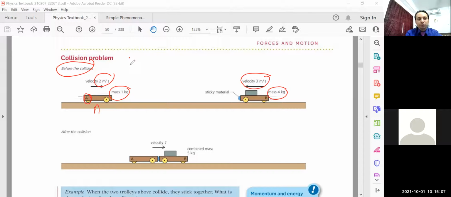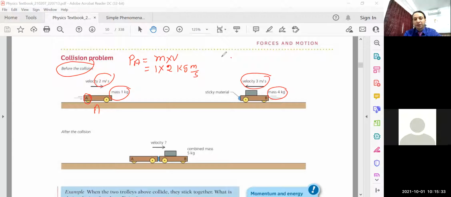First you need to find out the momentum of A. So momentum of A, you know the equation: mass times velocity. Look at the mass of the first object, it is 1 kilogram. If it is in gram, children, you have to convert into kilogram. The velocity, again, should be in the SI system, 2 meter per second. So that is the momentum of the first object, kilogram meter per second.